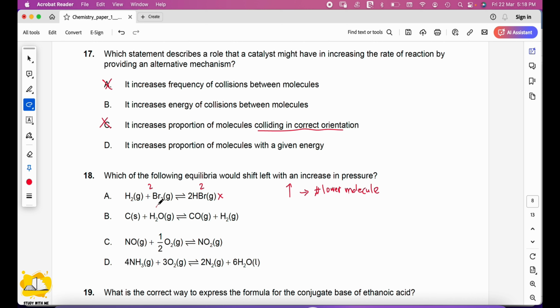And here is 1, and here is 2 because here is solid, so 1 and 2. And here is 1.5, and this one is 1. And here is 7, 4 and 3, and here is 2. So for an increase in pressure to shift to the left, the molecules should be lower on the left than on the right. So it definitely will be B, because on the left side is 1, on the right side is 2.